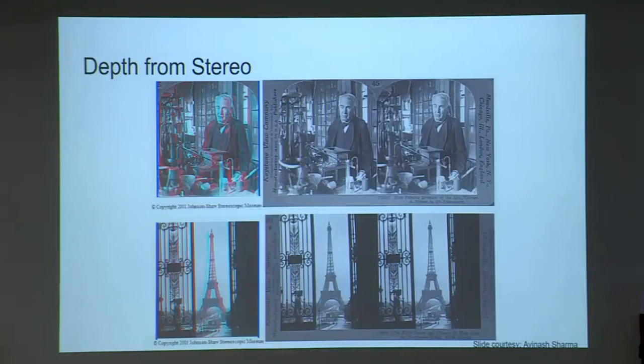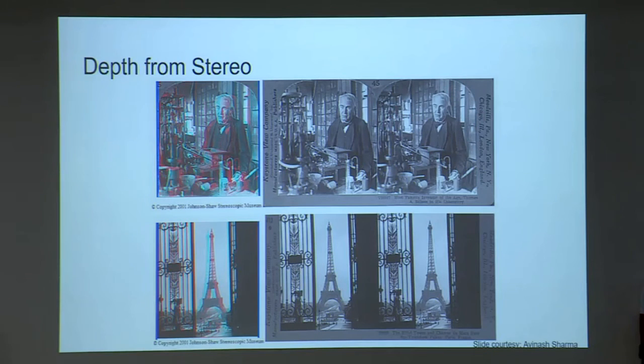The most famous and most used way is depth from stereo, where you take two images, which are shifted versions of each other, and from there you try to find the disparity between them, or their depth. And this is the principle our eyes also work on.